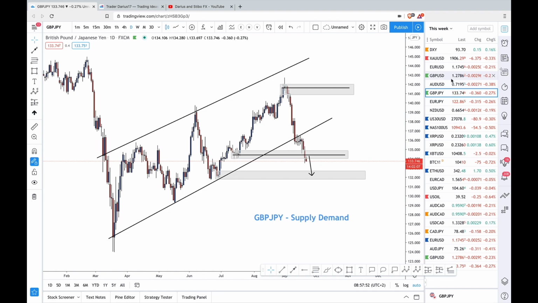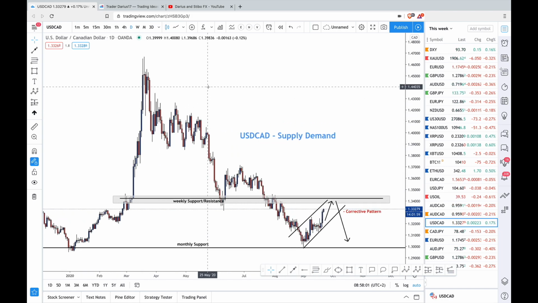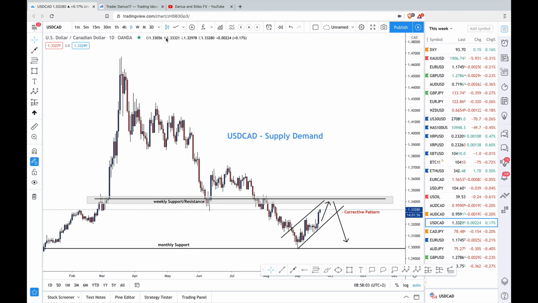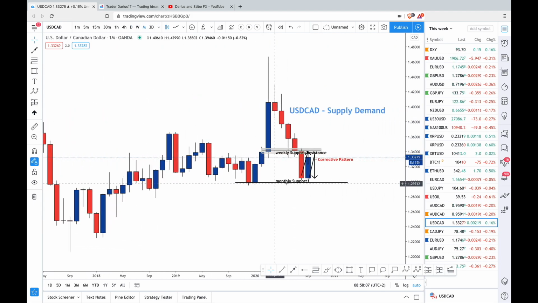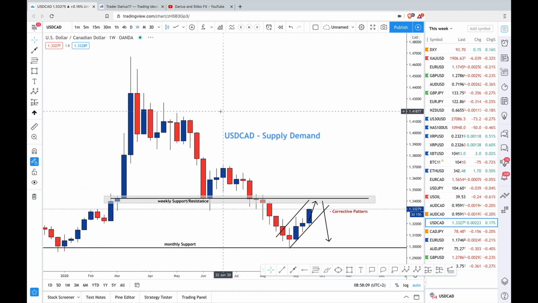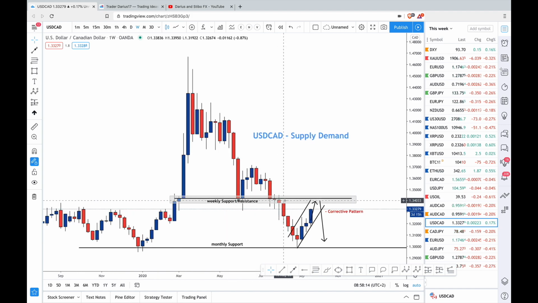Okay, then next chart for today is USDCAD. Exactly. Now this is a very, very simplistic chart. Let's have a look on the monthly. On the monthly, guys, we got here this monthly support. Then we got weekly support resistance over here. Okay. Also weekly supply zone.